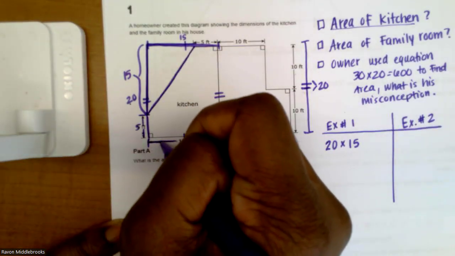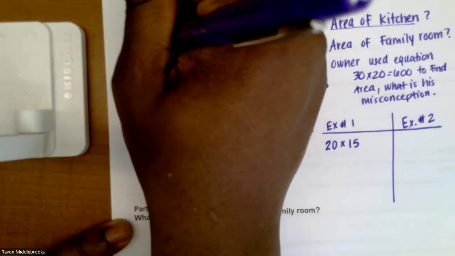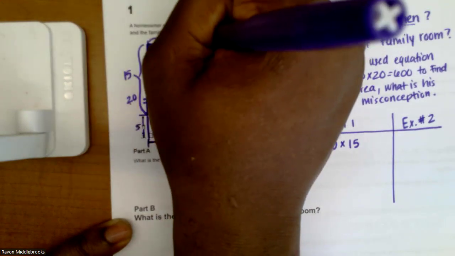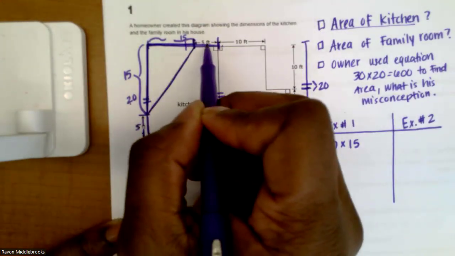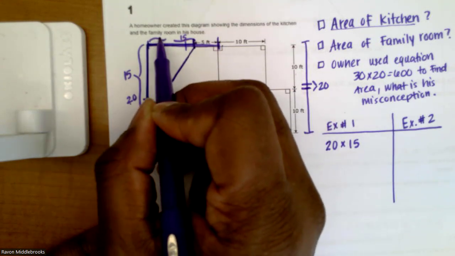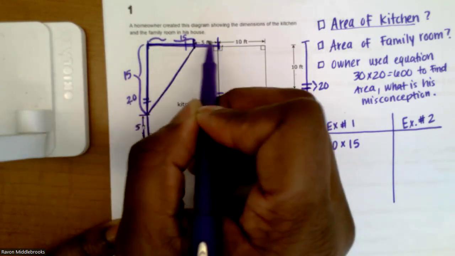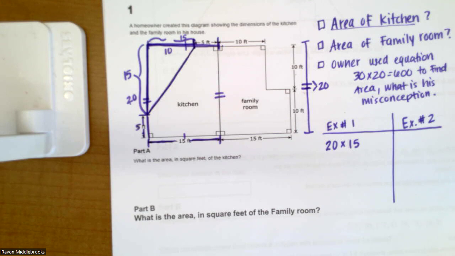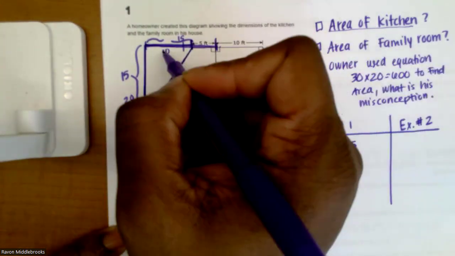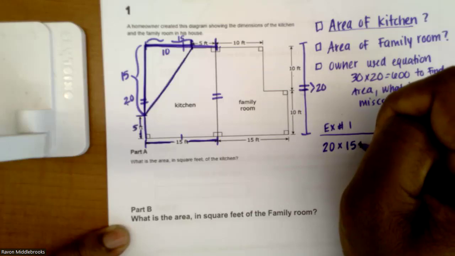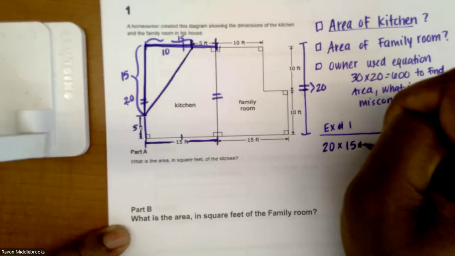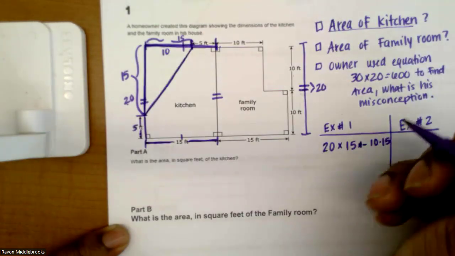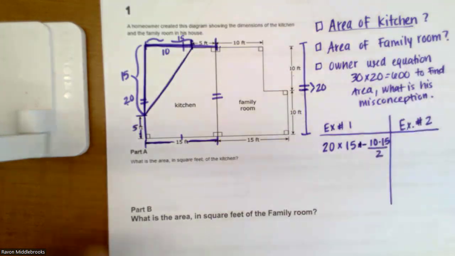Same here. I know from here all the way to here is 15. From here all the way to here is 15, but I'm just looking from here down. I know that from here to here is 5, and I know all of this is 15, and 15 minus 5 is 10. So now I have the measurements of 10 times 15. However, it's a triangle, so I have to divide it by 2.